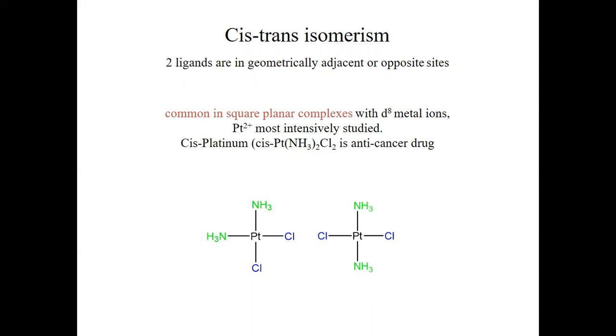One common stereoisomerism in coordination chemistry is cis-trans isomerism. So what is meant by that? We mean here that we have two ligands in geometrically either adjacent or opposite positions. This is very common in square planar complexes with d8 metal ions. Among those, platinum complexes are most intensively studied, and probably cisplatin is the most famous example of platinum complexes because it's an anti-cancer drug.